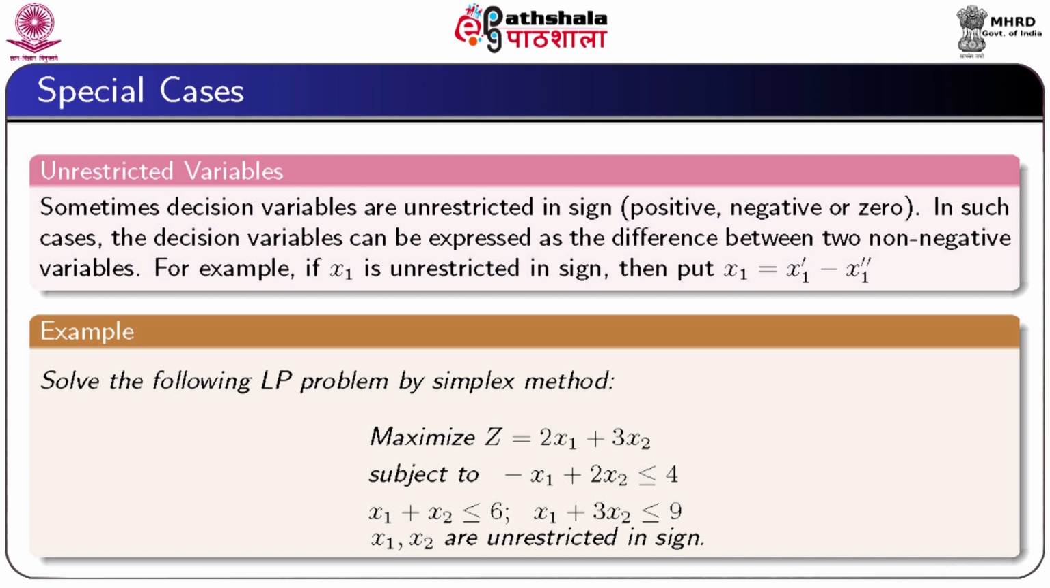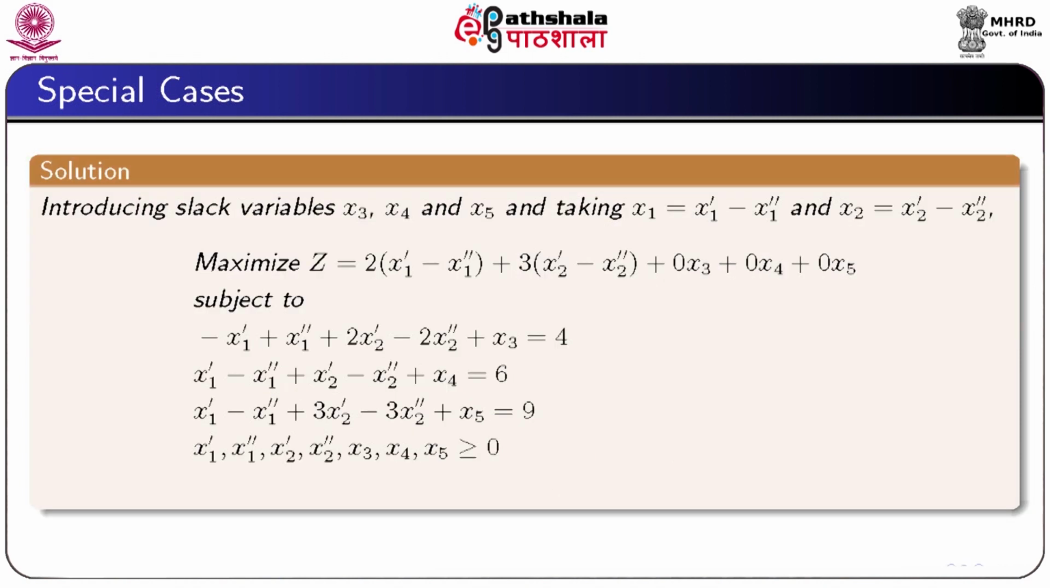Consider the LPP as shown in this slide. Here x1, x2 are unrestricted variables. To solve this problem, we introduce three slack variables x3, x4 and x5 and take x1 as the difference of x1 dashed and x1 double dashed and x2 as the difference of x2 dashed and x2 double dashed. Then the problem is converted into the one which is shown in this slide.